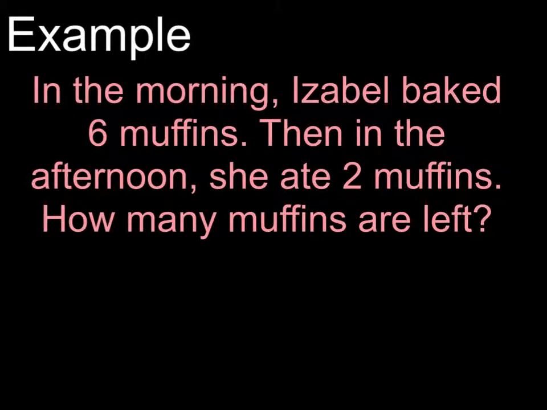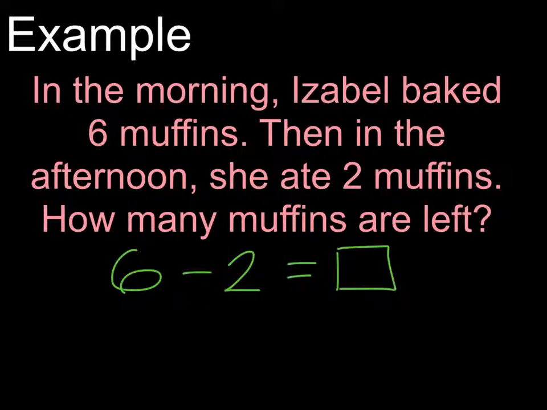Here is an example. In the morning, Isabel baked 6 muffins. Then in the afternoon, she ate 2 muffins. How many muffins are left? She baked 6 muffins. And then in the afternoon, Isabel ate 2 muffins. This means there is a new amount of muffins left. 2 muffins are subtracted, and this is the reason why it is a change minus story problem.